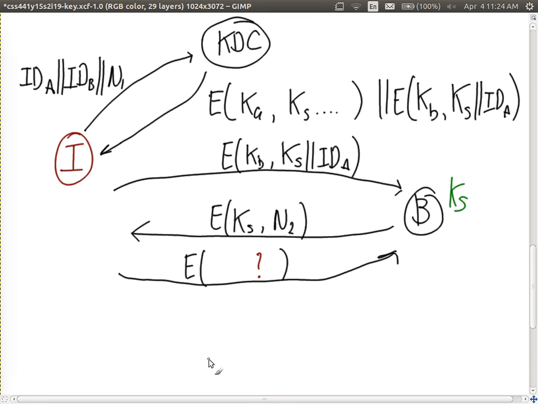They could guess. N2 is a random number. So if they guess N2 and add 1, maybe it will work if they can do a chosen plaintext attack. But the chance of guessing N2 is practically impossible if we choose a random number that is large enough. That's the idea of the nonce value. It cannot be predicted.